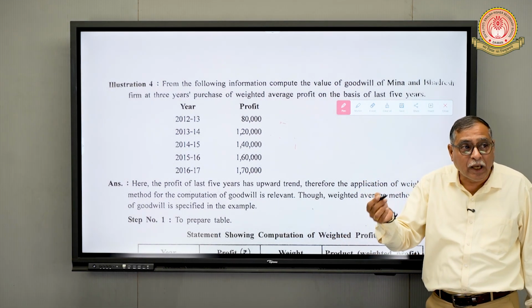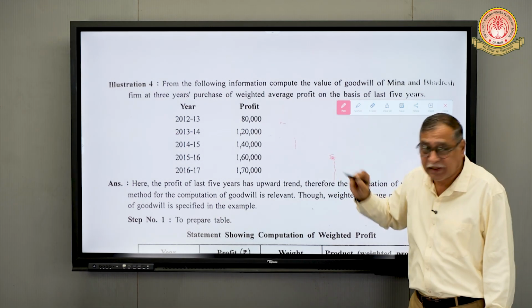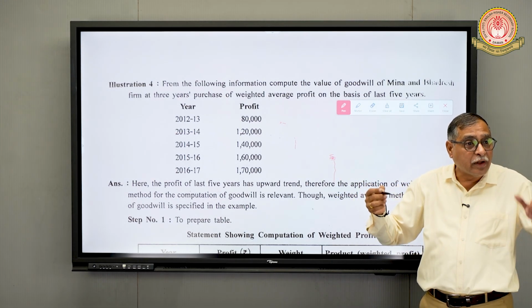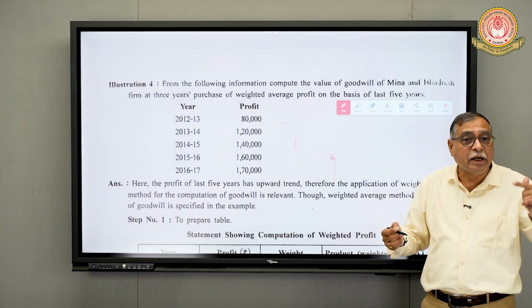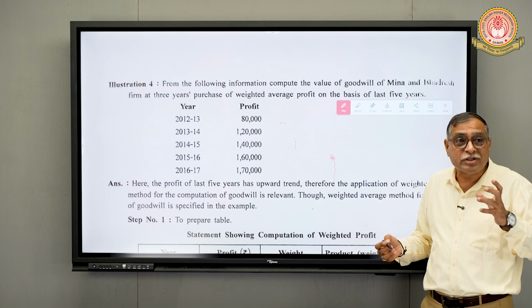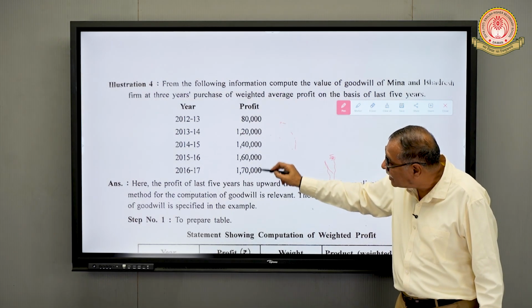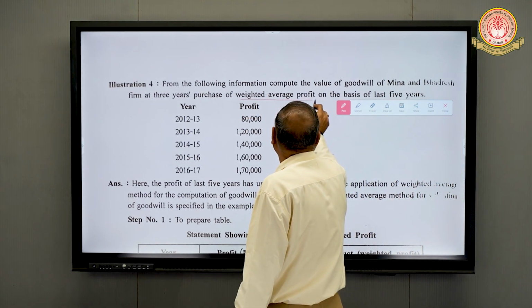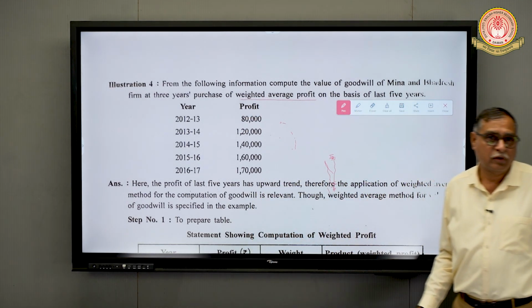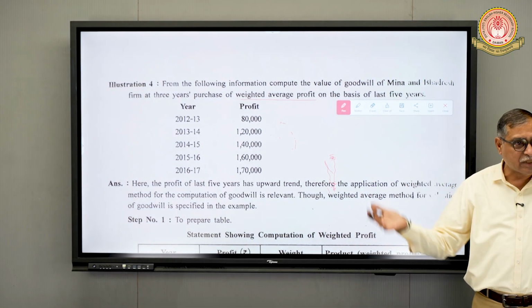When there is an increase, you have to see whether the profits are continuously increasing. That doesn't mean one year increase, second year decrease, then increase, then decrease. It should increase continuously. It is a continuous trend. That means 80, 120, 141. In this case, you have to use this weighted average profit, which is slightly different from the previous method.